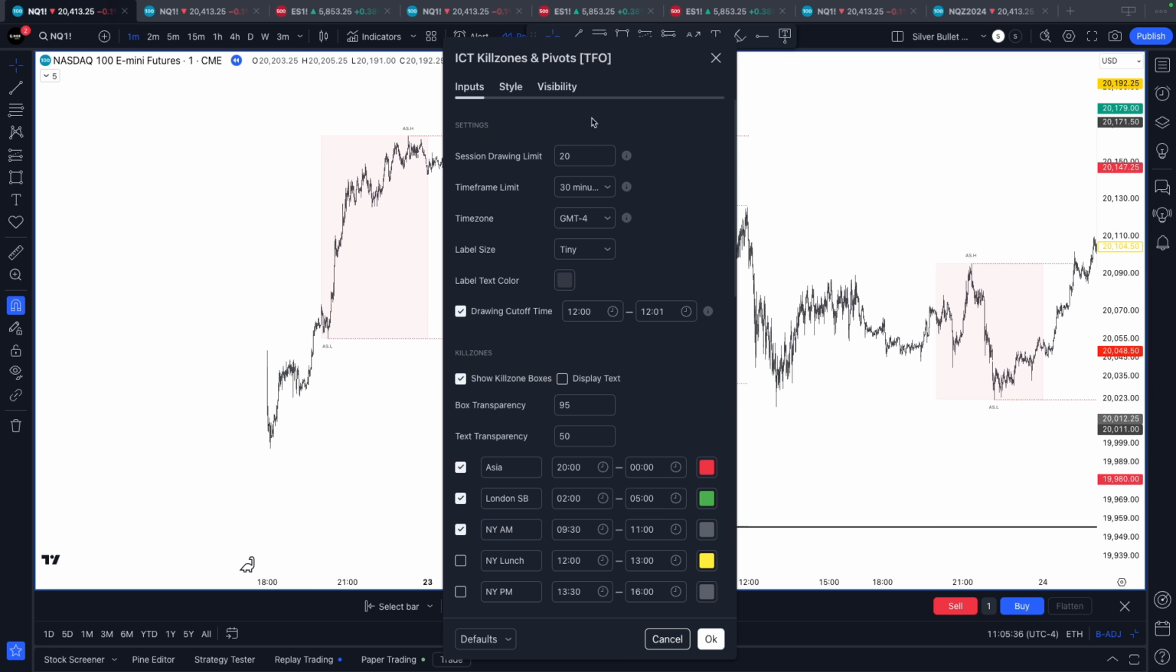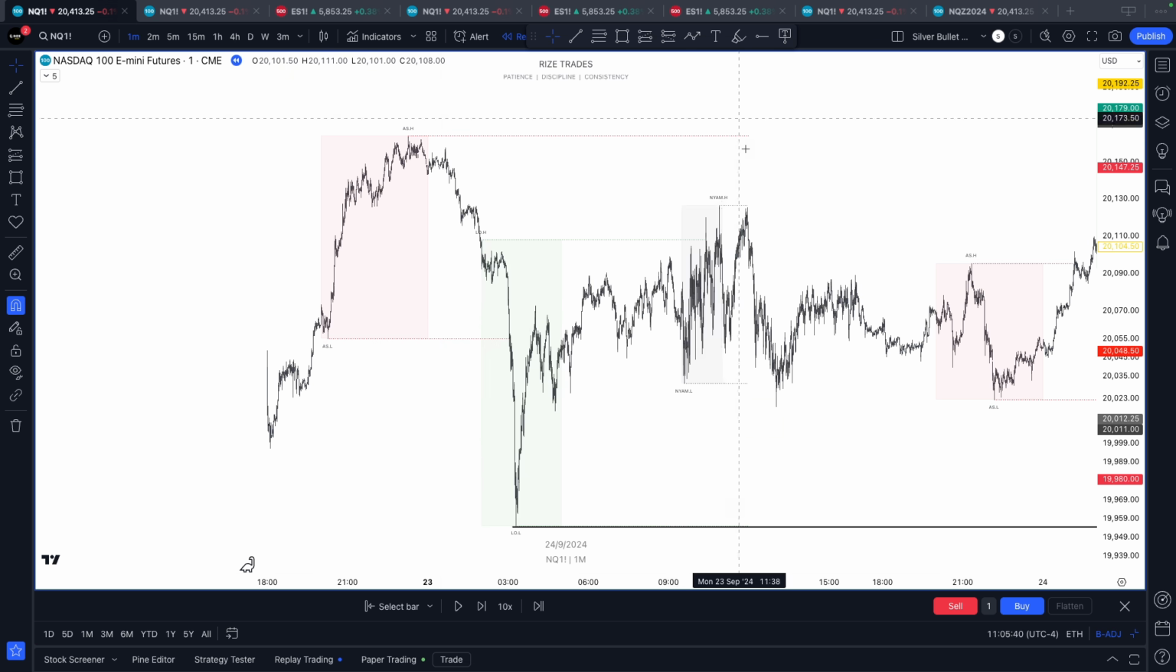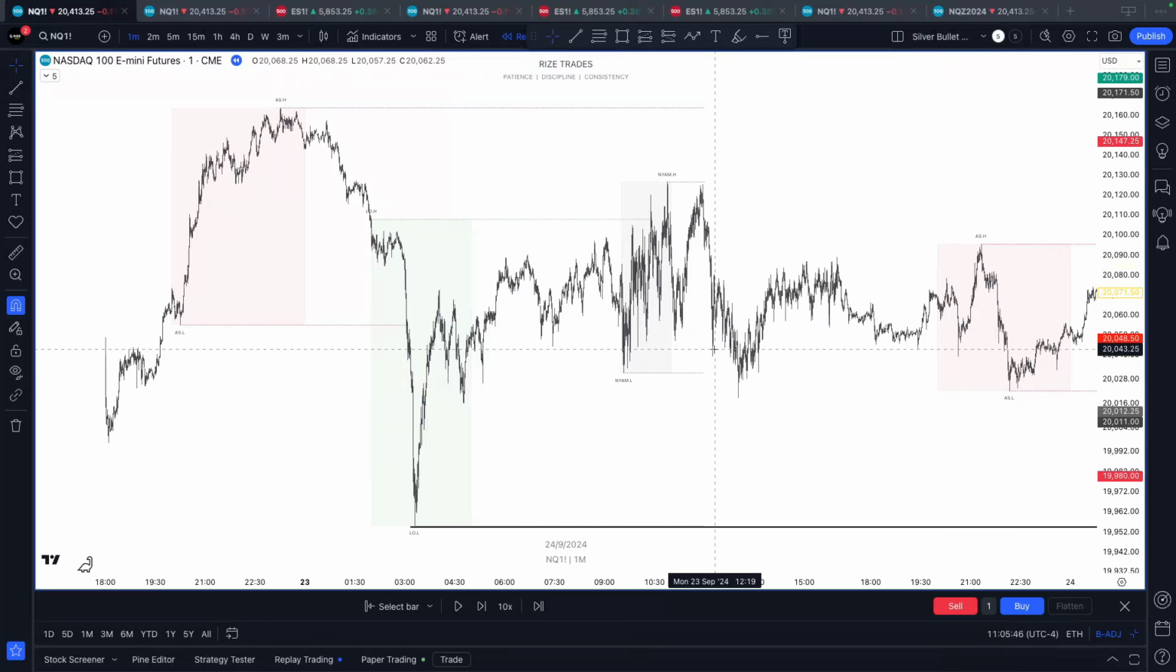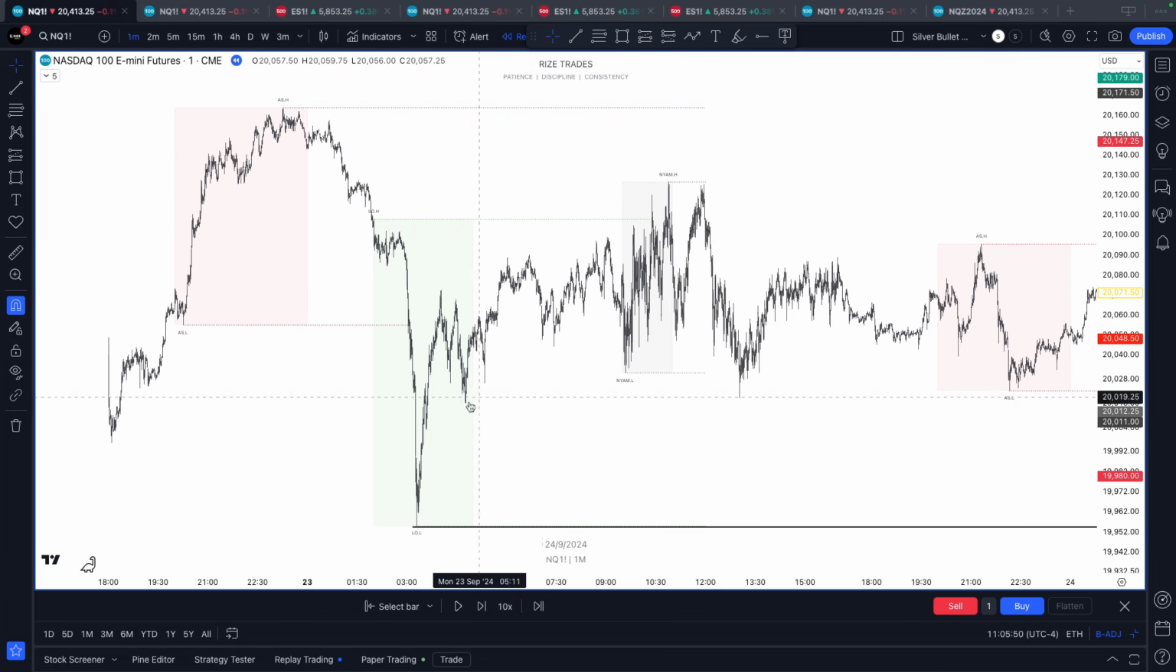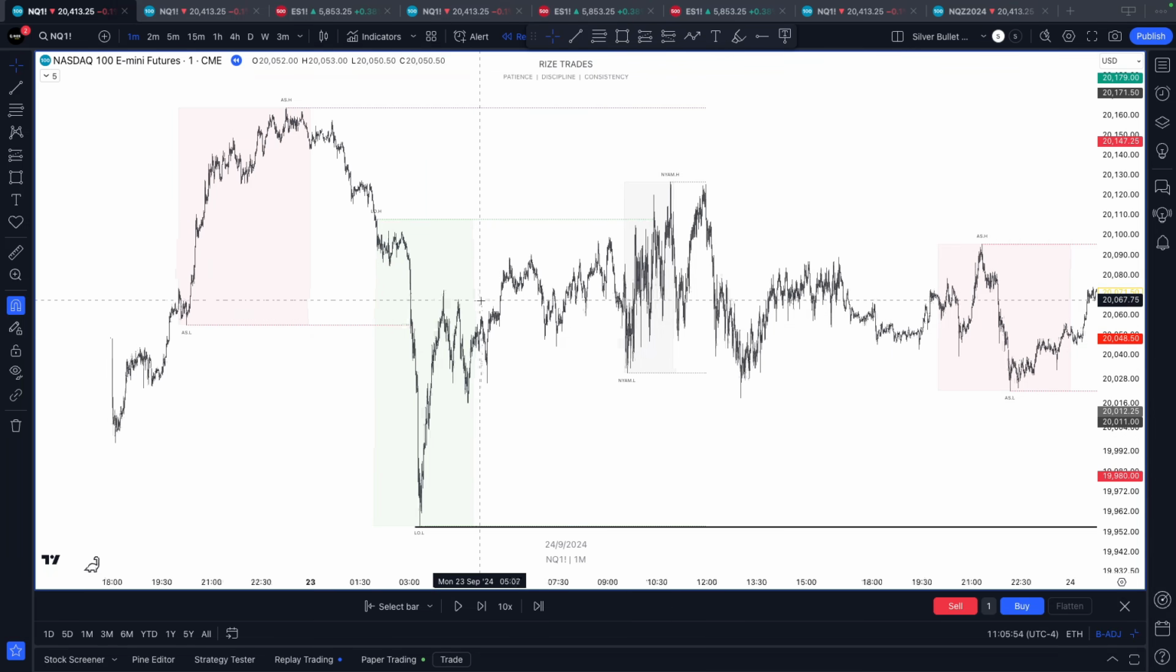The session indicator that I use is this ICT Kill Zones and Pivots by Trade for Op. Make sure you go and get that. It clearly marks the Asia range, the London session highs and lows, and then the New York session highs and lows as well. I've got this set to 9:30 open until 11 a.m., end of Silver Bullet. This is just London Open Kill Zone, okay, so 2 a.m. till 5 a.m.